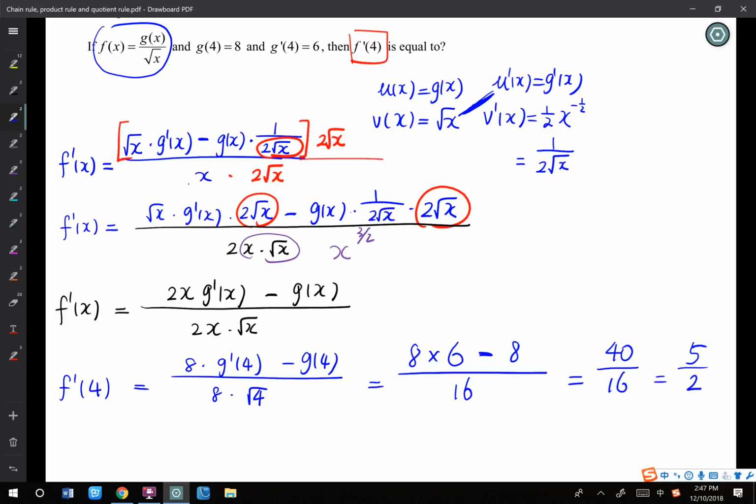Well, it depends on how the question asks you. Do they really need the answer for f dash x? If they ask what's the f dash x and what's the value for f dash 4, you need to simplify it. If just asking for f dash 4, you don't need the answer mark for the f dash x function. So it depends on how the question asks you. For this one, you don't need to do the simplification. You can substitute directly because all I want to see is that 5 over 2 is the correct answer.